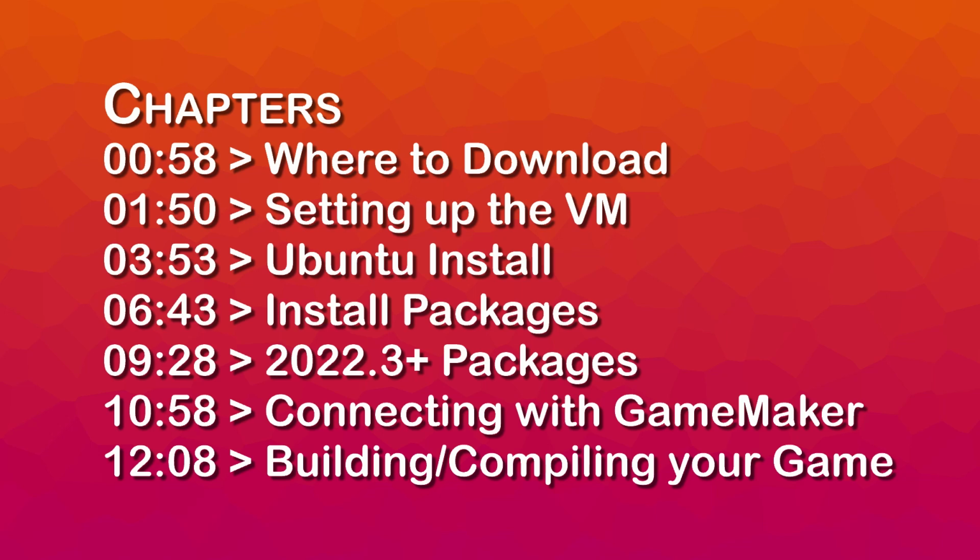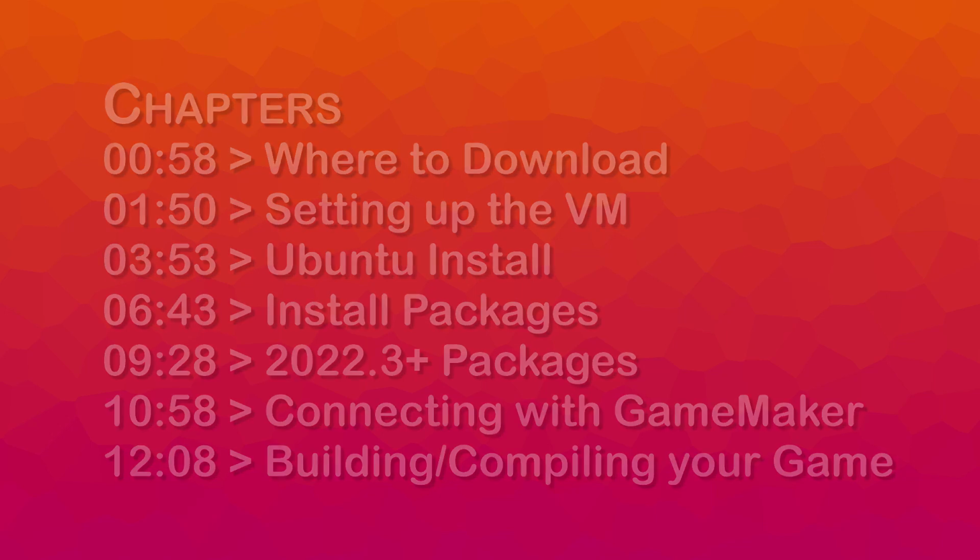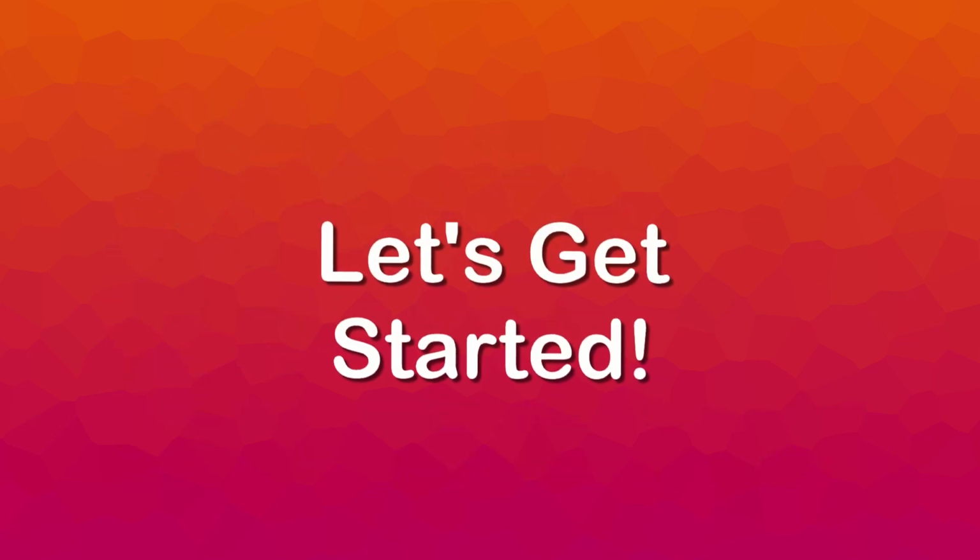With that, we will be covering where to download VirtualBox and Ubuntu. I am not going to go over the installing of VirtualBox. Setting up your Ubuntu VM. Installing the packages along with the new ones required. Connecting GameMaker and the VM, and compiling your game to Linux. With that, let's get started.